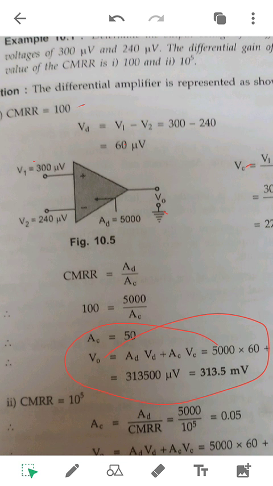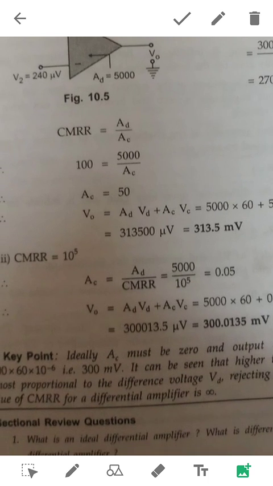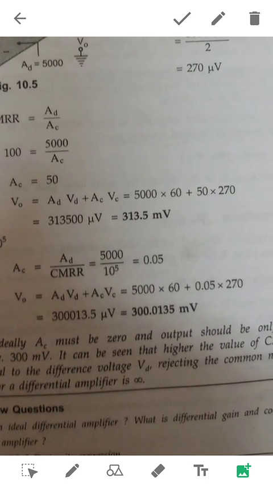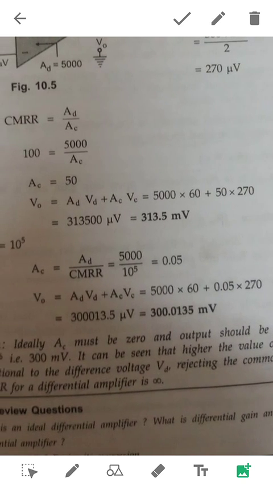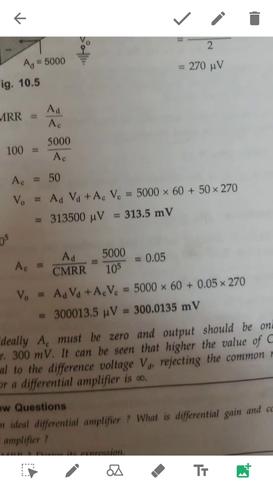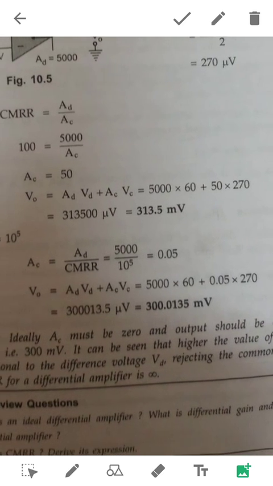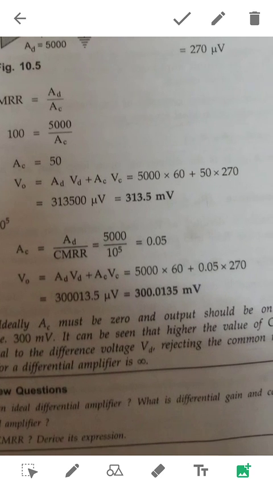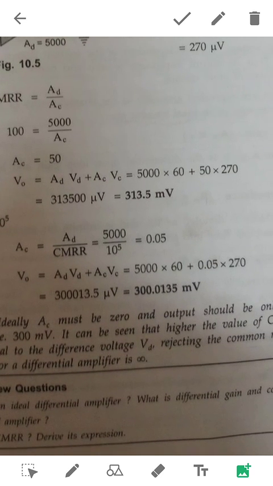So similarly for the second point, 10 to the power 5, again you have to find the AC, AD divided by CMRR. As I told, the ratio of CMRR, so 5000 divided by 10 to the power 5, so 0.05. So V0, again you can put V0 equal to AD VD plus AC VC. You get 300.0135 millivolts. So these are some points you have to remember. This is the example.